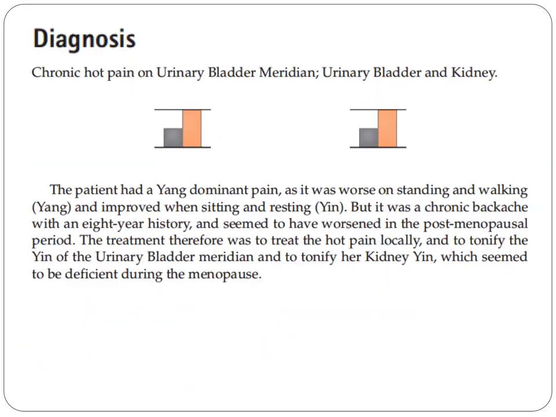Diagnosis: chronic heart pain on the urinary bladder meridian, urinary bladder, and kidney. The patient had a yang dominant pain as it was worse on standing and walking, so the yang, and improved when sitting and resting. But it was a chronic backache with an 8-year history and seemed to have worsened in the postmenopausal period. The treatment, therefore, was to treat the heart pain locally and to tonify the yin of the urinary bladder meridian and to tonify her kidney yin, which seemed to be deficient during the menopause.